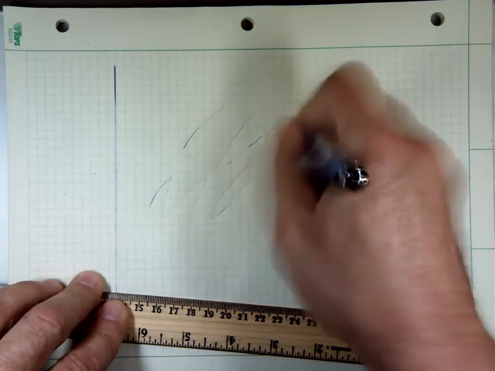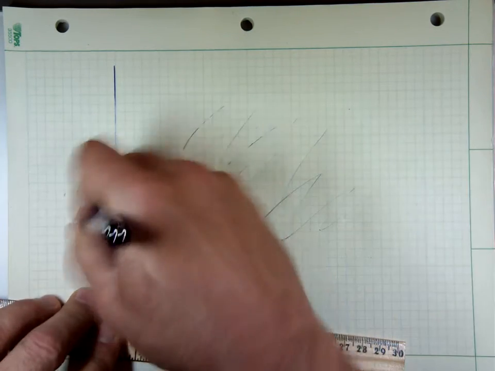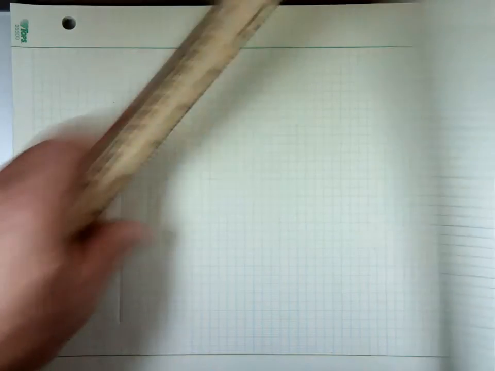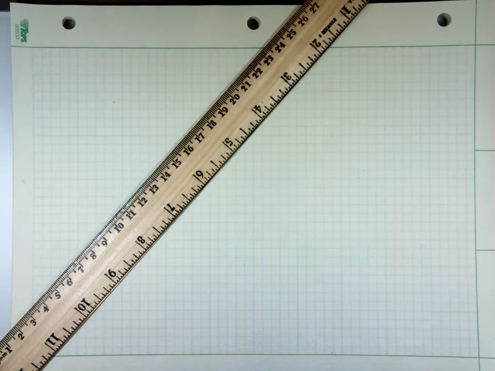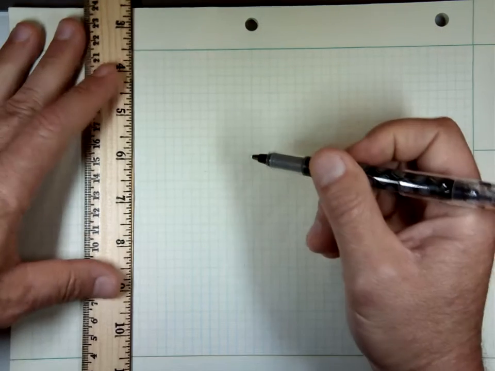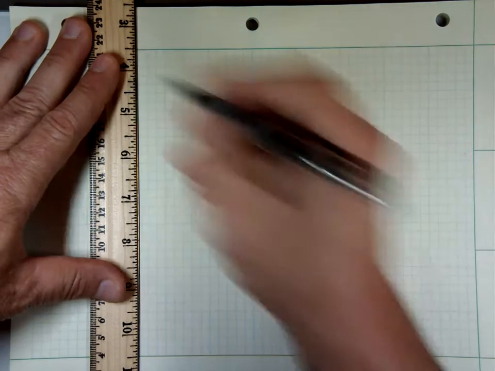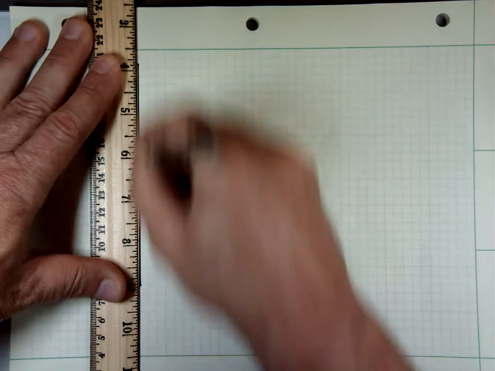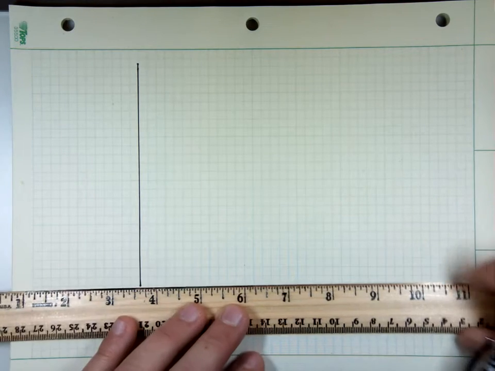New pen. Come on. It doesn't want to work. I have other ones. So there's the x and y axes.